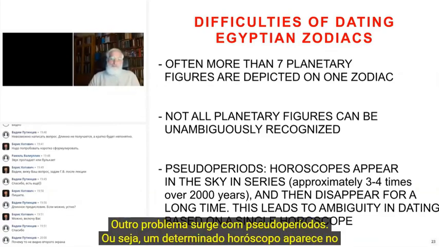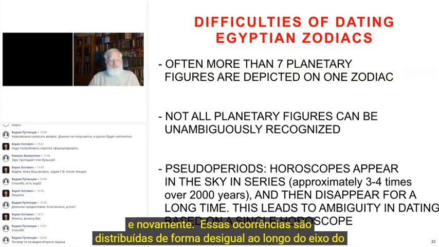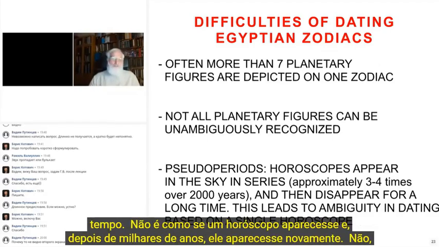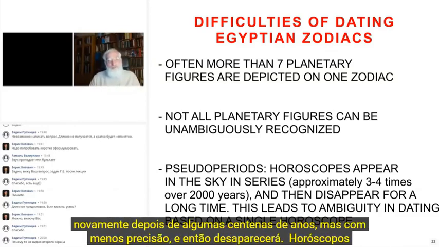Another problem arises with pseudo-periods. That is, a certain horoscope appears in the sky with certain constellations and planets, but in reality, this horoscope will reappear, and then again. These occurrences are distributed unevenly over the axis of time. It's not as if a horoscope appears, and then after thousands of years, it appears again. No, if a certain horoscope appears, then after a few hundred years it may approximately repeat, then again after a few hundred years, but with less precision, and then it disappears.